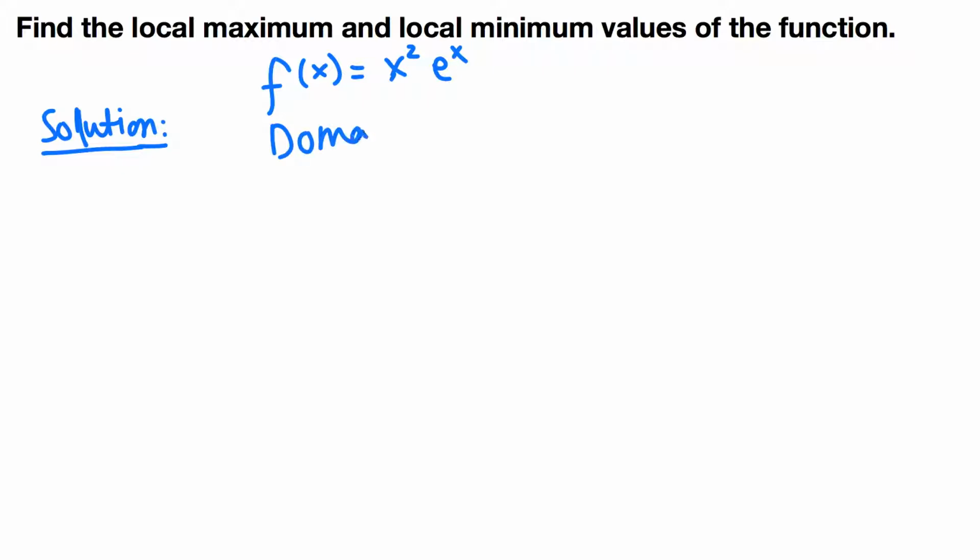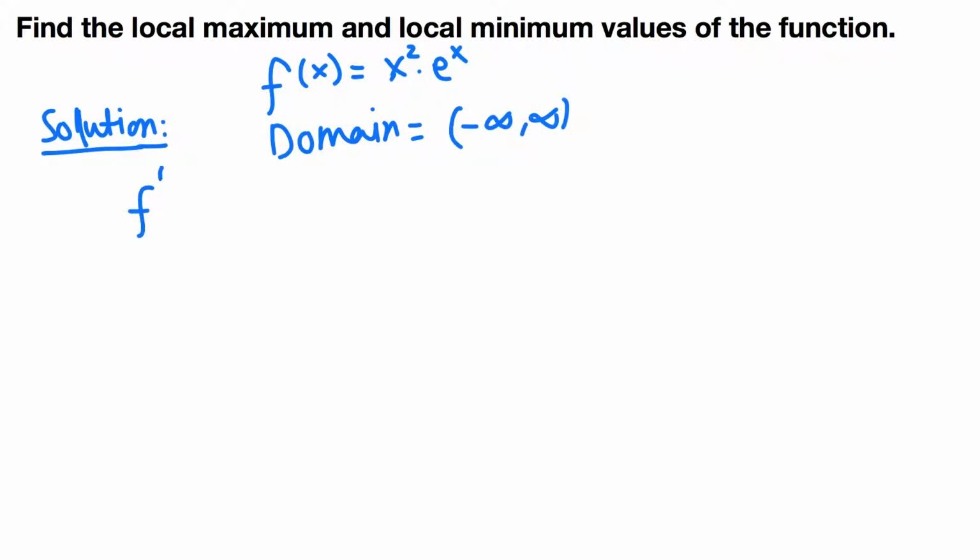Find the local maximum and local minimum values of the function, and the function is given: x squared times e raised to x. Okay, so to find local maximum or minimum values, first we need to look at the domain and find its critical numbers. The domain of this function: x squared times e^x is defined everywhere, and so is x squared, so all real numbers.